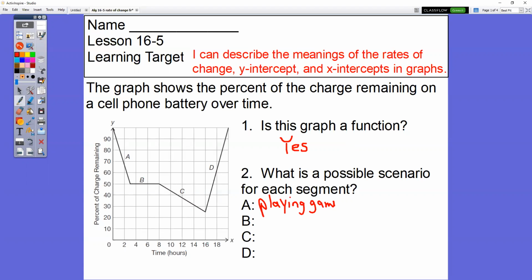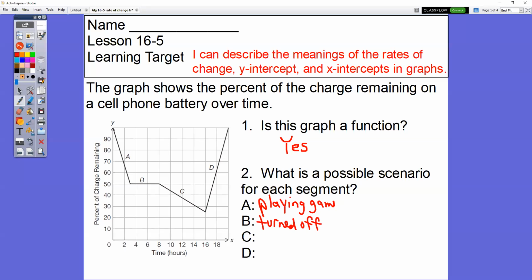What could be happening in B? You're not on it at all. It's just sitting in your pocket or sitting on a table, and it's doing nothing. But think about it. Does the battery still go down even though you're not on it? Yeah, so what's really technically happening here that it would stay exactly the same? It's powered off. It's turned off during that time, because that way the battery won't go down at all. Even if you're not using it, it's going to go down slower.